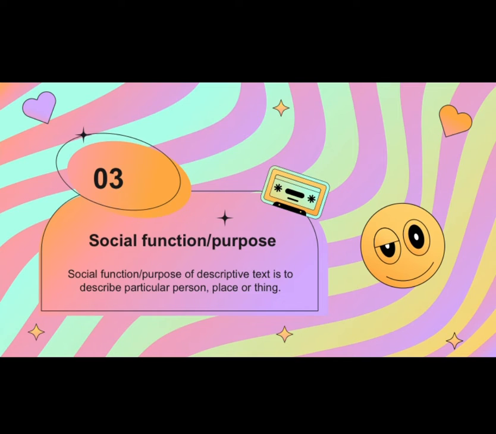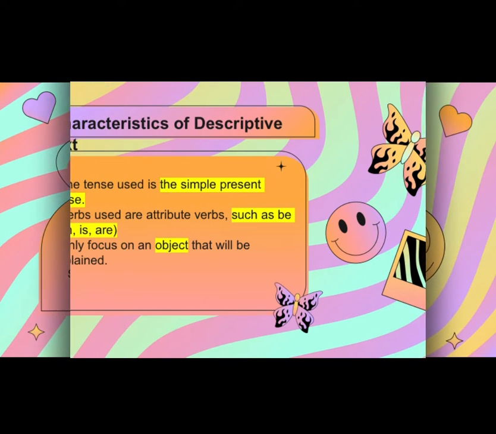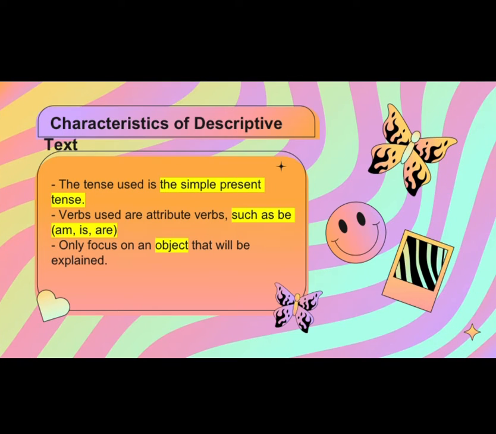And to describe a particular person, thing, or place without doing detailed research, based only on sight and hearing. So, we move to the next material, which is about characteristics in the descriptive text. The first characteristic is the tense used is the simple present tense.